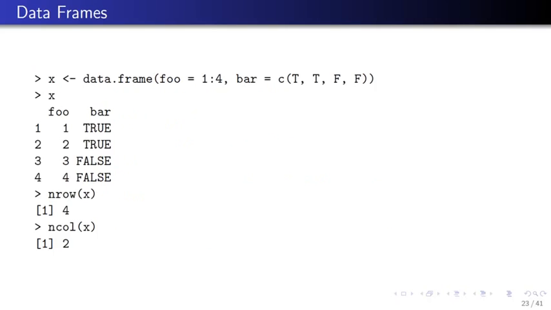So data frames can be created, besides using read.table or read.csv, with the data.frame function. And here I've created a very simple data frame where the first column is the foo variable, and the second column is the bar variable. The foo variable is an integer sequence from 1 to 4, and the bar variable is a logical vector with 2 TRUEs and 2 FALSEs. So when I auto print the data frame out, you'll see it prints out the 2 columns. And here the row names, since I didn't specify any special row names, just default to 1, 2, 3, 4 because there are 4 rows. And then when I call the nrow function on x, I see that there are 4 rows, and the ncol function shows me that there are 2 columns.